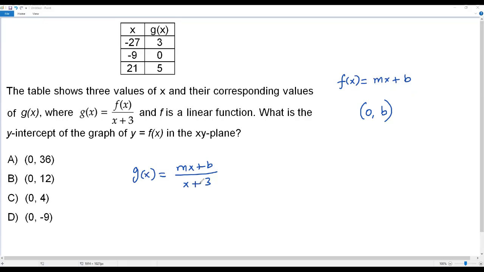Since it's a digital SAT, I can go to the Desmos graphing calculator and solve this problem further. In Desmos, I have to give this table of values as input and get the function g of x in this format. When I do that, I'll be able to get the value of b. Once I get b, I can plug it in here, and then I'll get the y-intercept of the linear function f of x. Okay, now let's go to the Desmos graphing calculator.